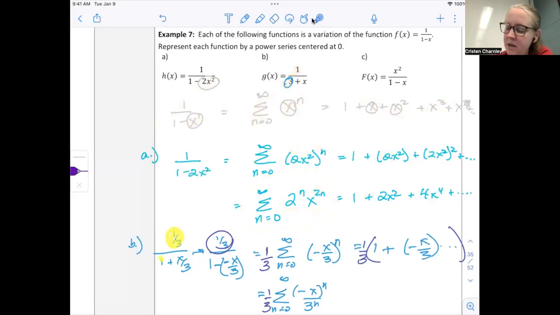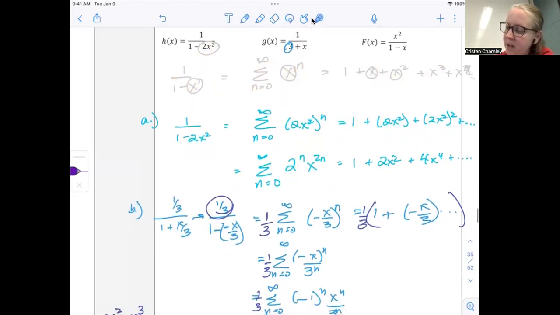So we divide by 3, divide by 3, divide by 3. I'm left with a 1/3 in the numerator. I have a 1 plus x over 3 in the denominator. But we need the formula to have a minus sign. So I'm going to break up this plus, and I remember that minus a negative is plus. So this is a negative sign.